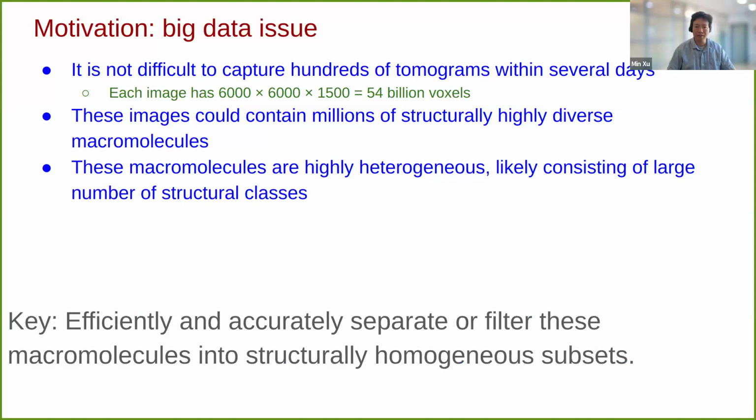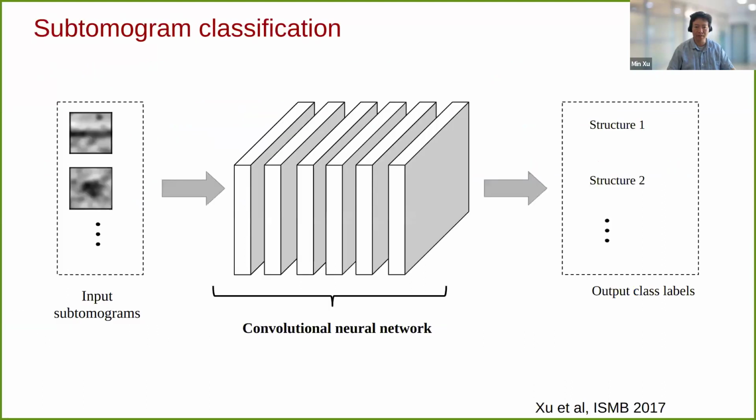So the key point to deal with this big data issue is to develop a solution which can efficiently and accurately separate or filter these macromolecules and divide them into structurally homogeneous subsets. This is a basic illustration of how to use a convolutional neural network for such a classification.